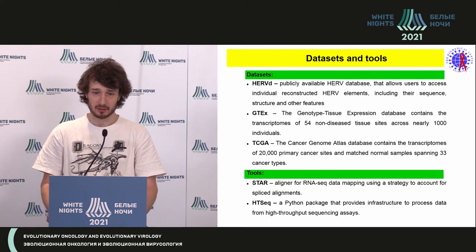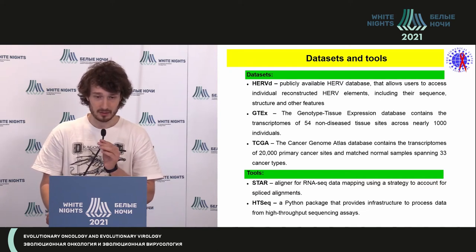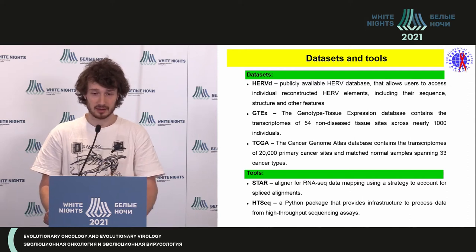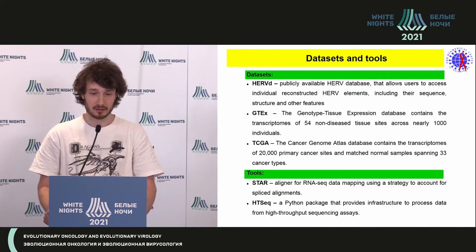To analyze expression of endogenous retroviruses, we used datasets such as HERV-D. It's an open database containing about 300,000 sequences of human endogenous retroviruses; the GTEx dataset containing transcriptome data for 54 non-tumor, so healthy human tissues obtained from about 1,000 individuals; and the TCGA dataset containing transcriptome data for 33 cancer types, with samples obtained from more than 20,000 patients.